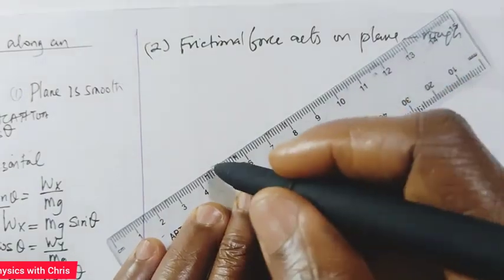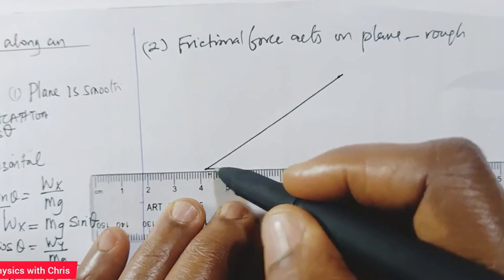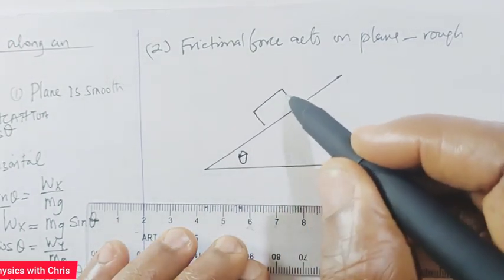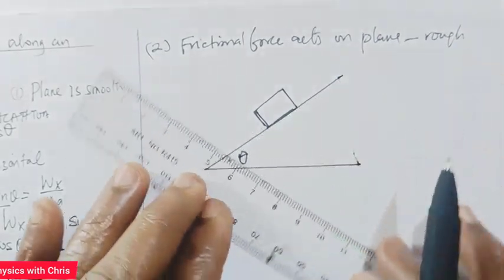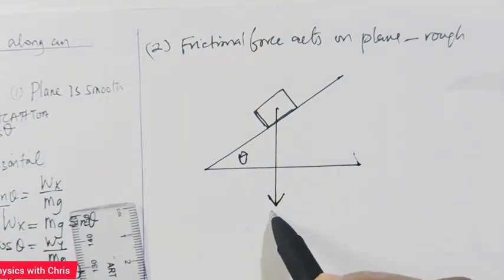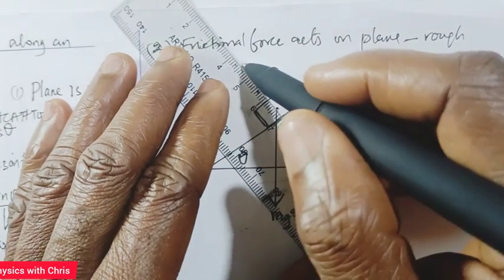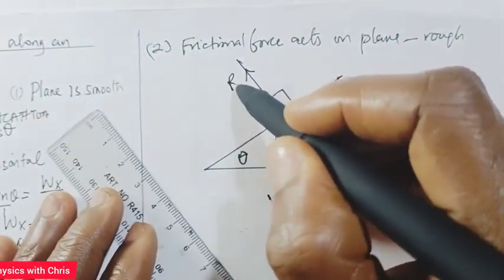So we have the plane surface inclined at an angle theta degrees to the horizontal. Let's say this is the block lying on the plane surface, and there's a frictional force acting. Let's take the weight of the block again, acting downward. I take the weight as mg, and then the normal reaction, of course, acts at right angles, perpendicular to the surface. Normal reaction, I call that R.